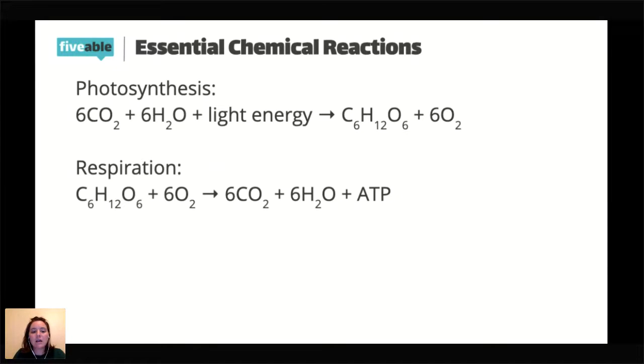And then, either from a plant itself, or an animal might eat a plant, or an animal might eat another animal, you're going to get that glucose in the organism and combine it with oxygen and do cellular respiration to create carbon dioxide, water, and ATP, which is our cellular energy.